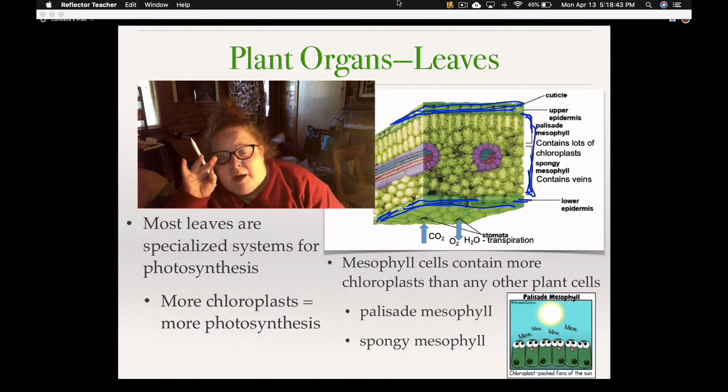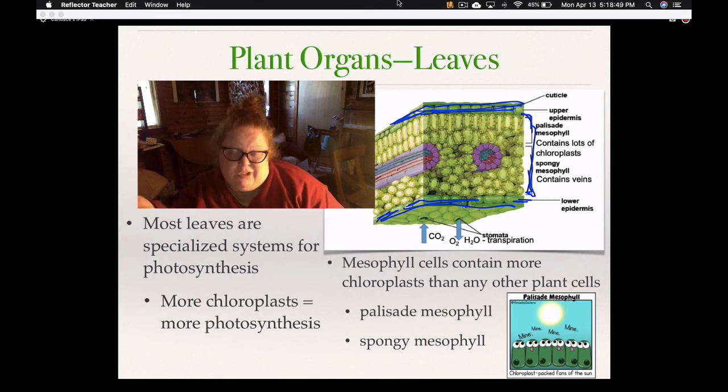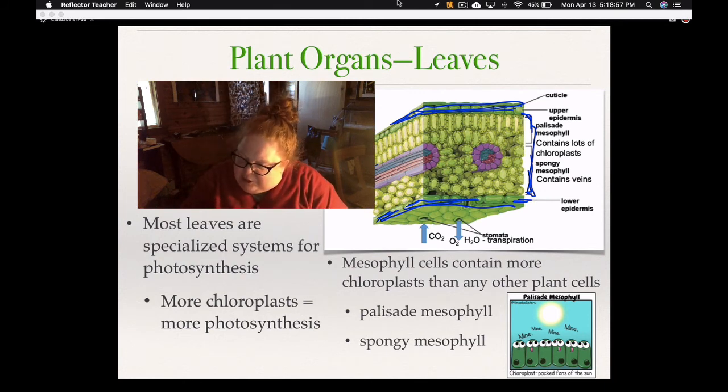And so not all of the cells of the plant have the same amount of chloroplasts. In fact, root cells don't have any at all, or if they do, it's very few. But these have the most. And so these are called mesophyll cells. That prefix meso conveniently means middle. So they're in the middle section of the leaf.